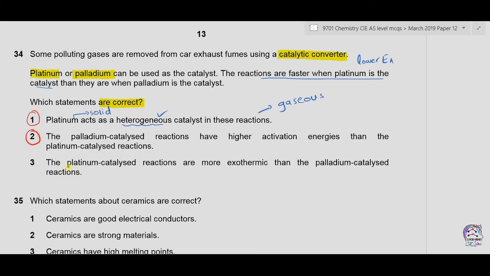In the third option, the platinum catalyzed reactions are more exothermic than the palladium catalyzed reactions. As we know, a catalyst does not have anything to do with exothermic and endothermic reactions. A catalyst only lowers the activation energy. So therefore option 3 is incorrect. So options 1 and 2 both are correct, so therefore the answer is B.